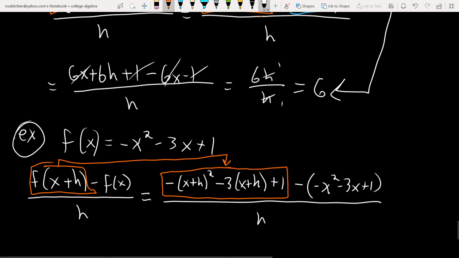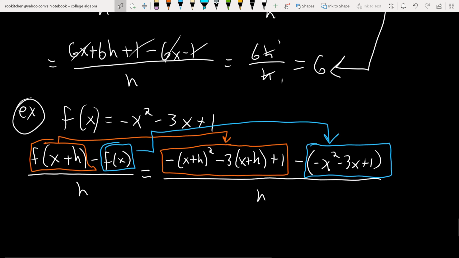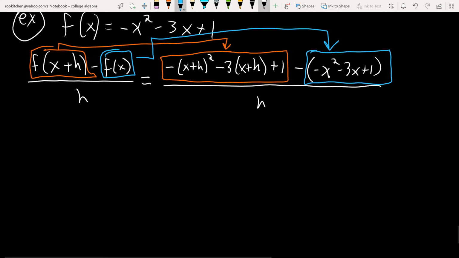Okay, so the second thing I wrote out was just f of x, right there. Make sure you put it in parentheses. Now I've got some algebra, so this is great practice. Negative x plus h times x plus h. Let's zoom in on that, so I'm drawing it out at the top right.